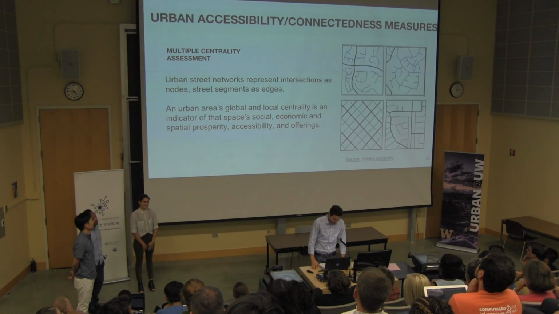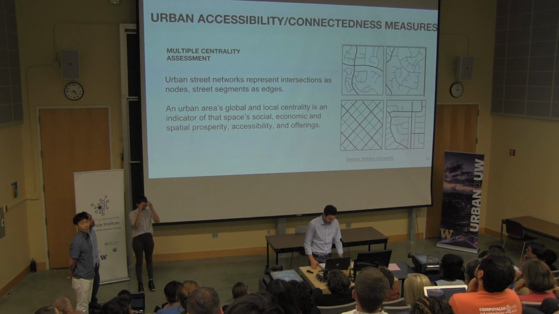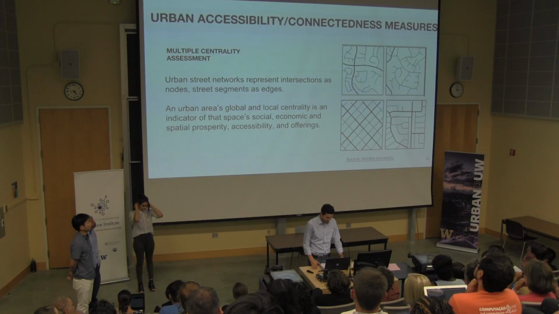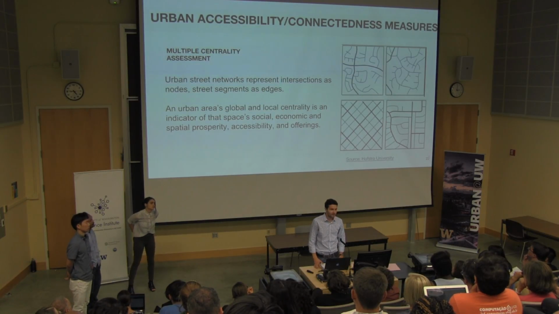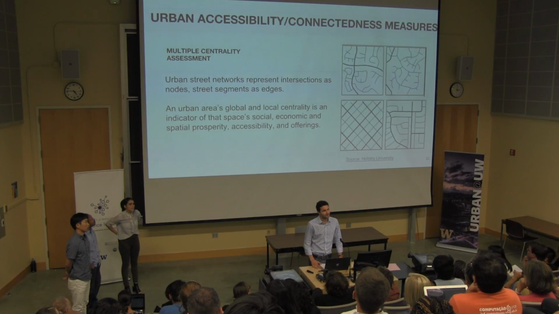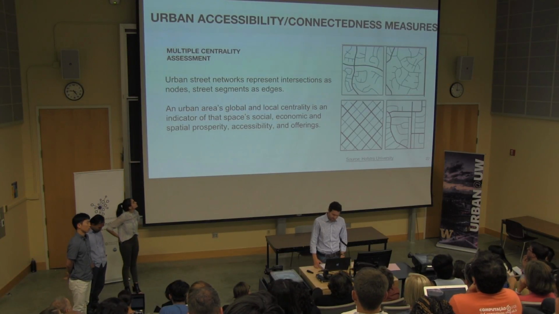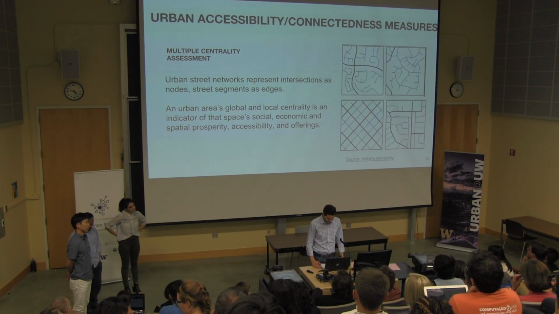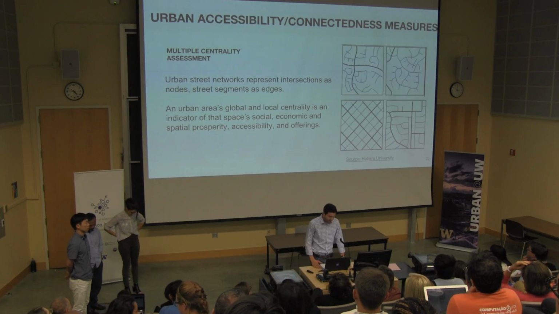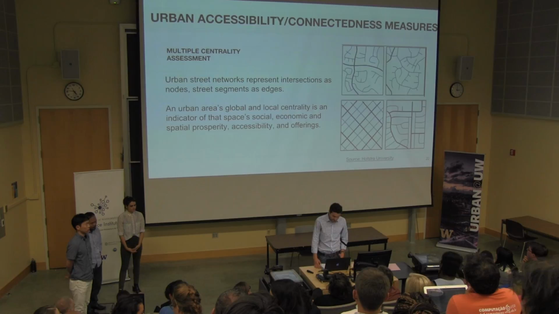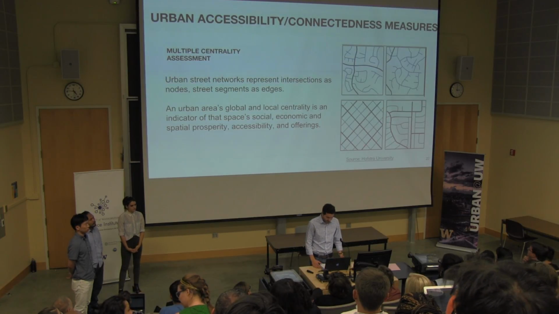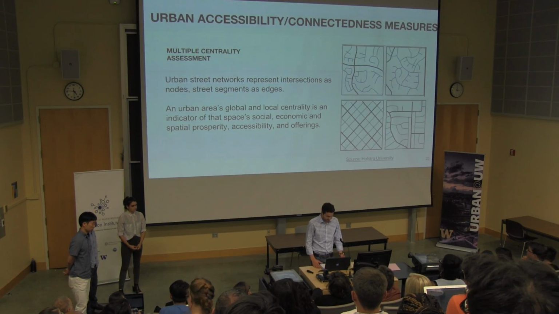So let's consider now a couple of urban accessibility and connectedness measures. For that, we need to consider the street network. So we can represent it as a graph where the nodes are the street intersections and the edges are the streets themselves. We're particularly interested in global and local centrality measures because they are good indicators of the spatial, social, economic prosperity and accessibility features of a city.